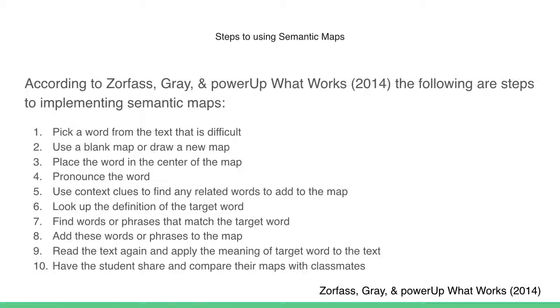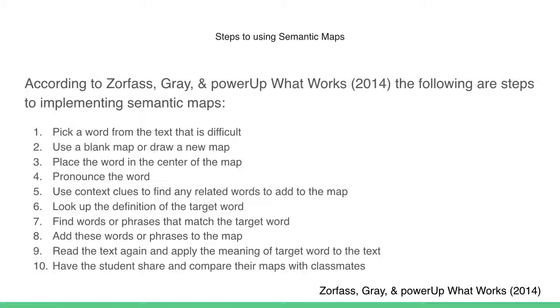Then we want to look up the definition of the target word. So if we're going to use golden retriever, let's just hypothetically say that we use that. We would look up the definition of the word golden retriever, and we would realize that it is a dog. So that's a simple example, but we'll use it. Then we would want to find words and phrases that match the target word. So dog or breed, things like that. Those are different words that match the understanding of what a golden retriever could be. And then we want to add those words to our map.